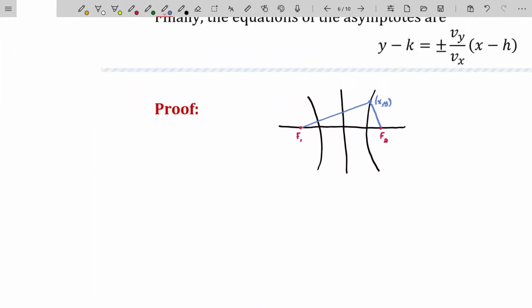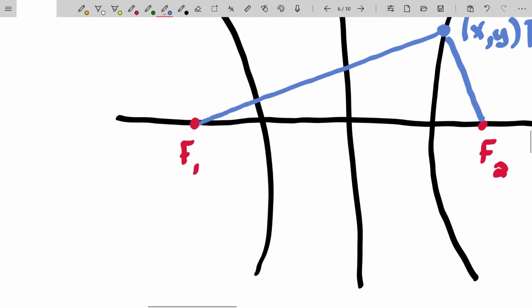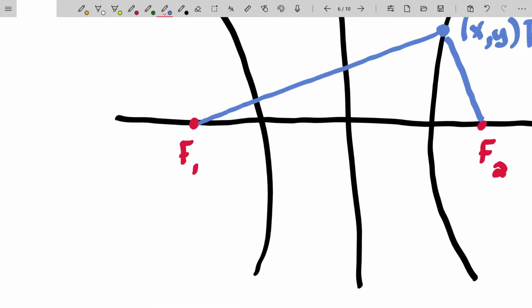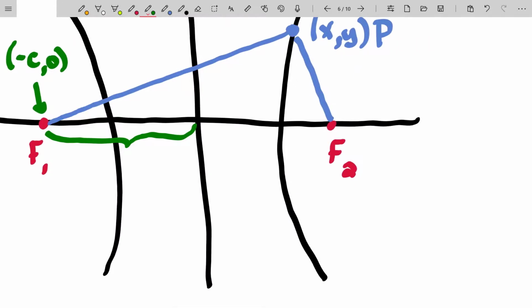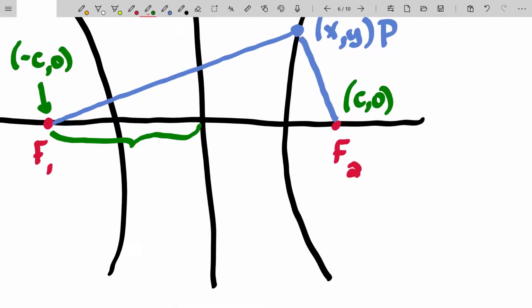So let's go ahead and let the distance between point P, which is this point right here, and F1 minus the distance between point P and F2 be some constant 2a. Now remember, the foci are c units away from the center, and we're centering at 0, 0 just for ease here. So this focus point right there is going to be at negative c comma 0.